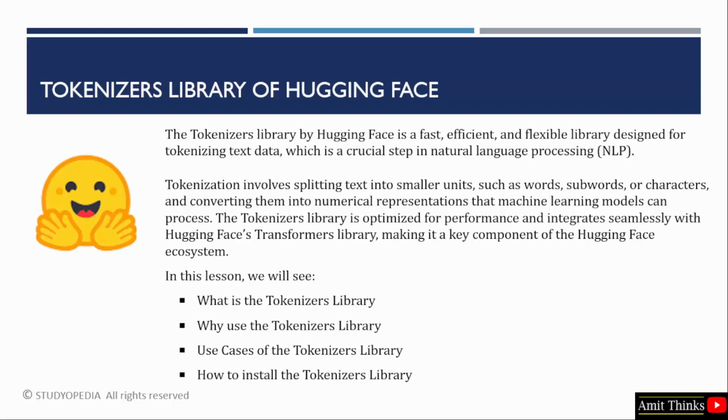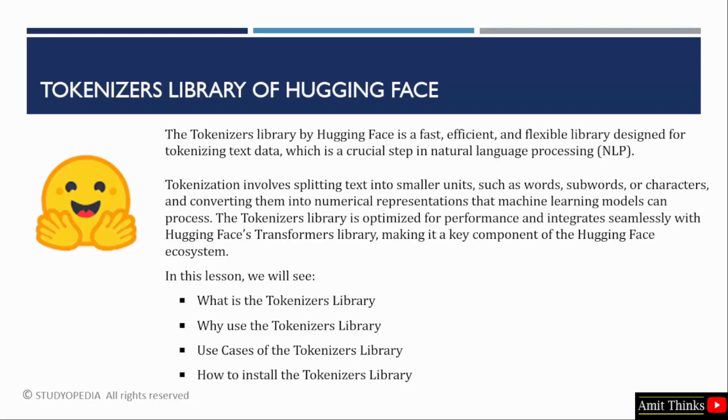The Tokenizers library is a fast and efficient library for tokenizing text, which is often used alongside the Transformers library. We already saw the Transformers library before in the previous lessons. So the Tokenizers library is a fast, efficient and flexible library designed for tokenizing text data, which is a crucial step in natural language processing. Tokenization involves splitting text into smaller units such as words, subwords or characters. Then these are converted into numerical representations that ML models can process.